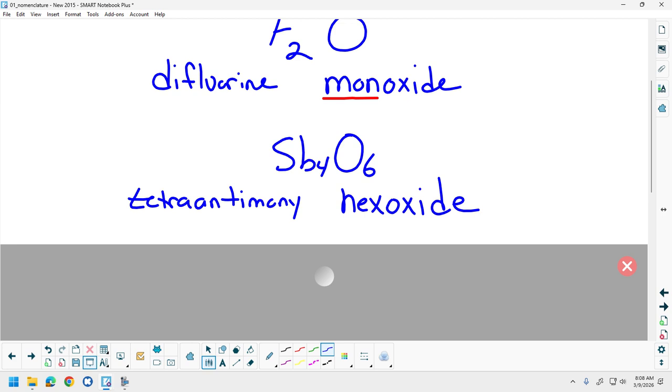And actually, now that I'm looking at our first part here, it should not be tetraantimony, because antimony starts with a vowel. And so I'm going to rewrite this, and it's going to be tetrantimony. That's fun to say. Tetrantimony hexoxide.